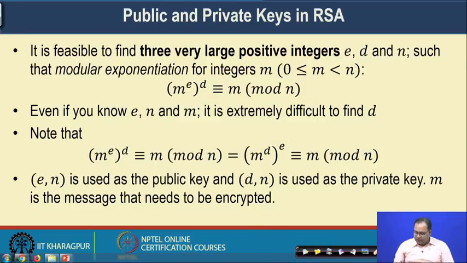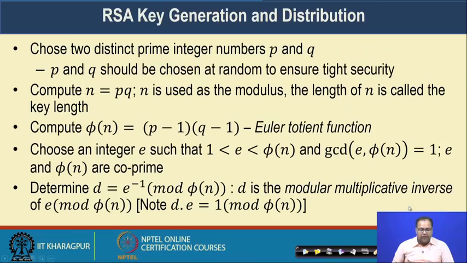Now, let us look inside the algorithm, how this RSA algorithm works. First, we look into the key generation part and how the key is distributed. For that, we choose two distinct prime integers p and q. Remember, p and q need to be prime integers, so that it is difficult to guess such integers.